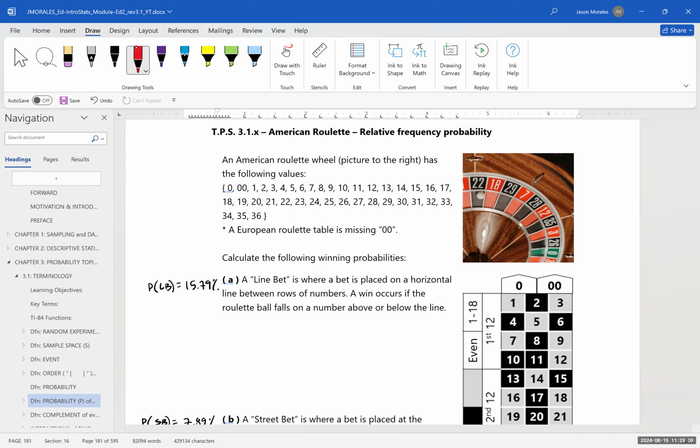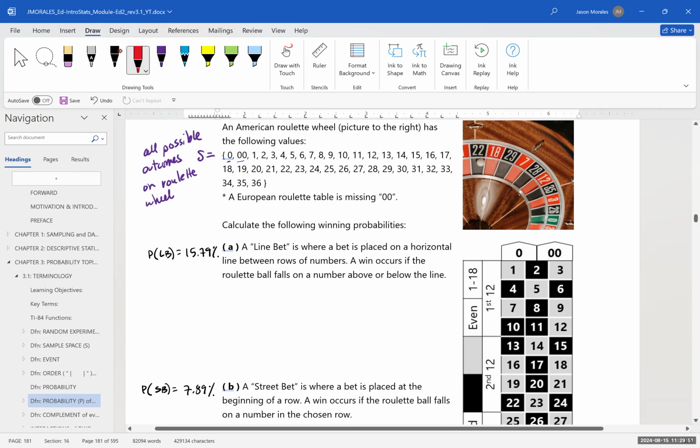Okay, so let's go through all of this. The think, pair, share of American roulette. So an American roulette wheel, pictured here on the right, has the following values. So it has 1 through 36, and it's got 0 and double zero. So this represents our sample space. This is all possible outcomes on a roulette wheel.